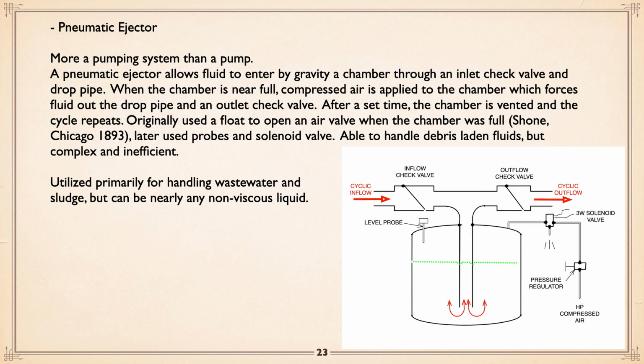These things are cyclic. It's not a continuous flow. It can be minutes, maybe even hours, to fill up the chamber, depending on the size of it. And then you have a cycle, and then we go back to it. After a set time of the hit with compressed air, the chamber is vented again, they release the solenoid, and the cycle repeats. Originally it was done with a float to open an air valve within the chamber. And at the 1893 Chicago World's Fair, the company Schoen had them for picking sewage up from the various pavilions. Then they went to electronic.